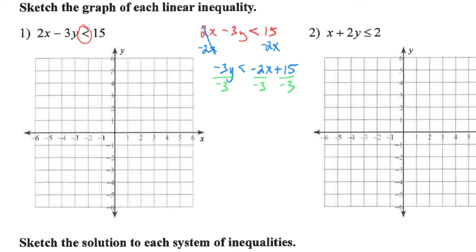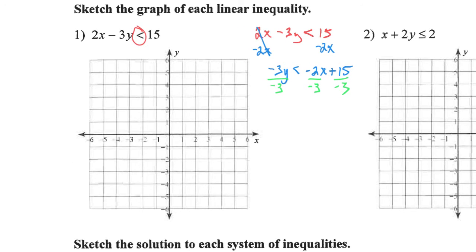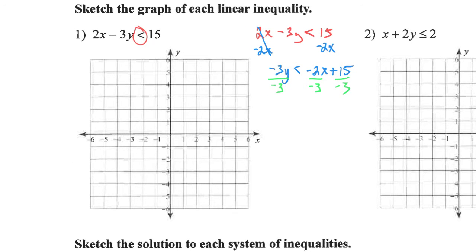Now one of the tricks with inequalities is when you divide by a negative, you flip the sign. Okay, you might want to write that down. You divide by a negative, flip the sign. So my less than sign is going to flip to a greater than sign. And everything else is just like normal solving.